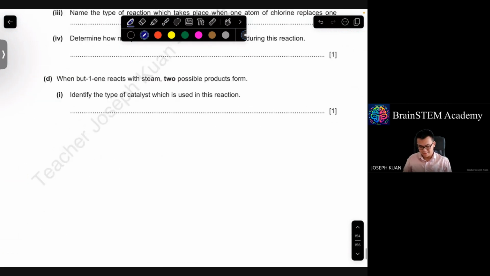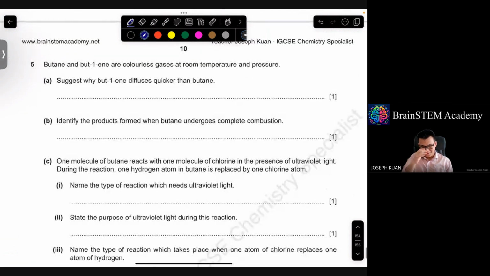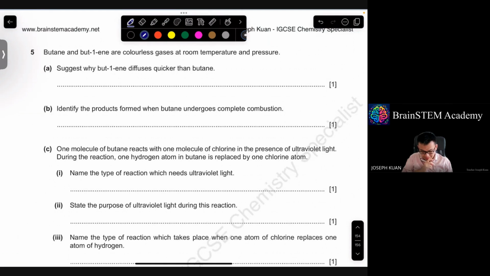No, sorry, there's another page. Oh, I mean 2 pages. Okay, more. Butane and but-1-ene are colorless gases at room temperature and pressure. Suggest why but-1-ene diffuses quicker than butane.